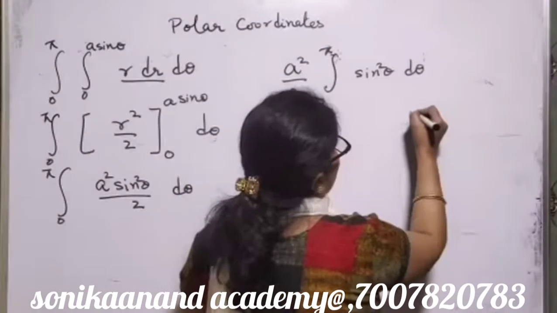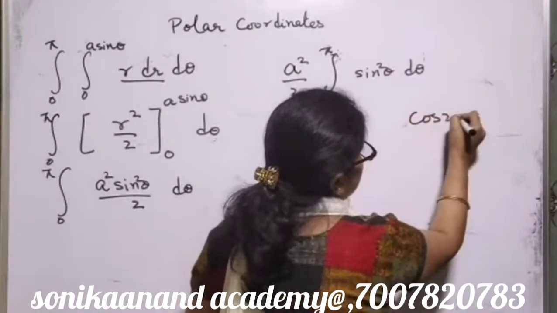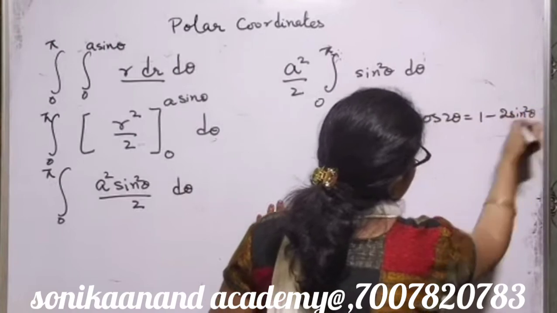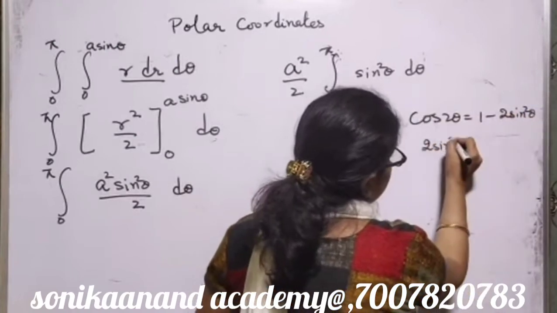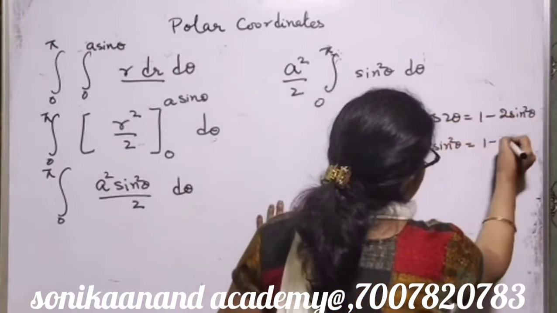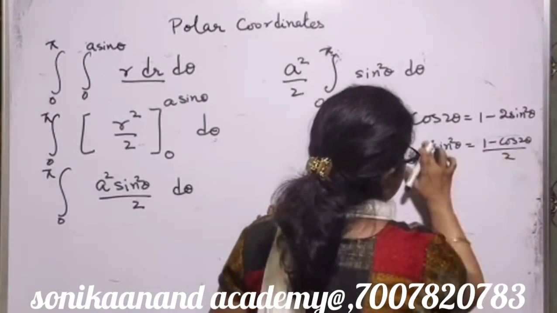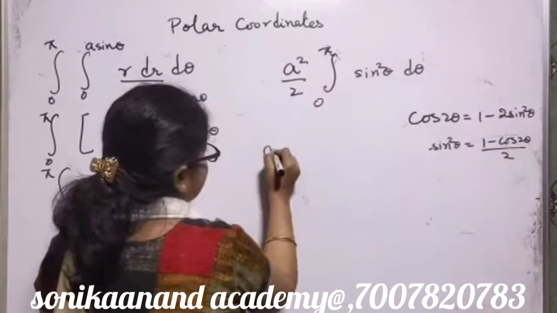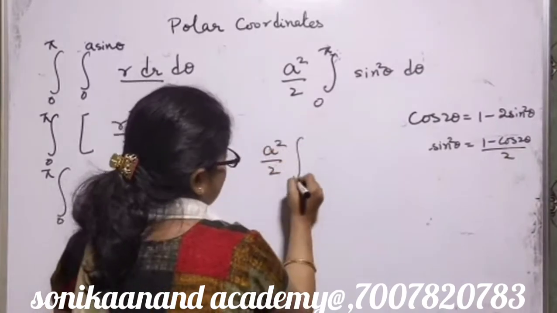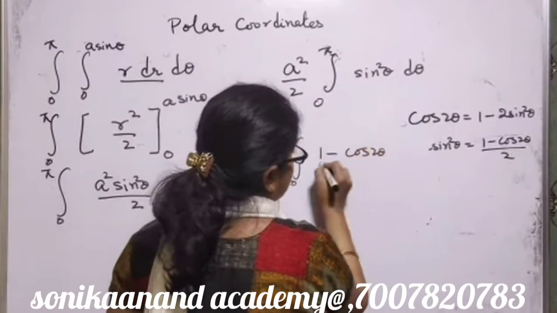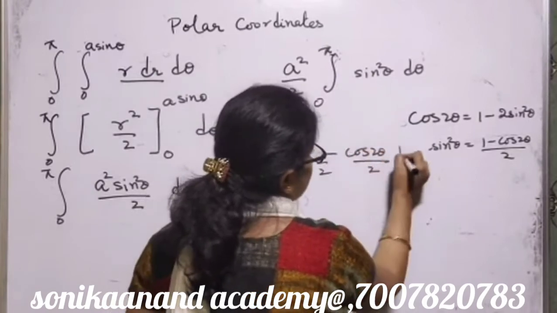So we have cos 2 theta equal to 1 minus 2 sine square theta. That is, sine square theta is equal to 1 minus cos 2 theta over 2. So we write it over here: A square by 2, 0 to pi, 1 minus cos 2 theta upon 2, d theta.